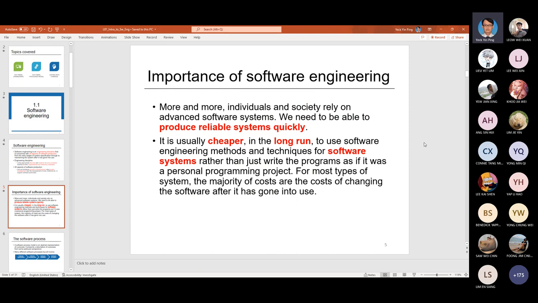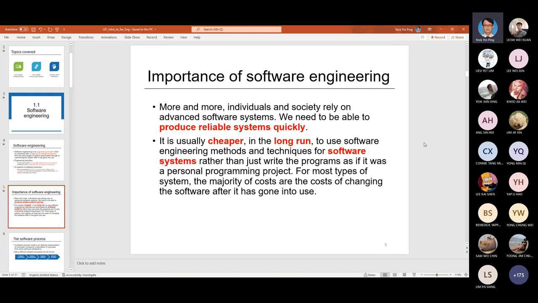So the importance of software engineering is to cover two principles here. First, you need to provide reliable systems quickly. Software development is not like the traditional software development method. Nowadays, you need to deliver your software as fast as you can. This is widely used in software houses nowadays, and also demanded by your stakeholder. Stakeholder, I refer to your customer. And second, you need to produce it cheaper. Cheaper here doesn't mean it's very cheap. Software development is usually quite expensive, but you try to lower your budget, so we call this a bit cheaper.